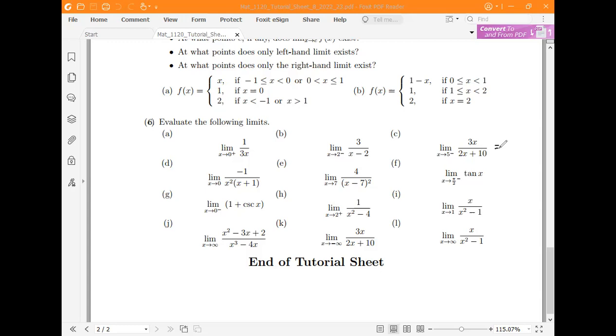We just substitute, we'll have 3 by 5 divided by 2 by 5 plus 10. That will be 15 divided by 20, which is equal to 3/4. So for as long as when I substitute, it makes sense, that's okay. Then we have this one here.